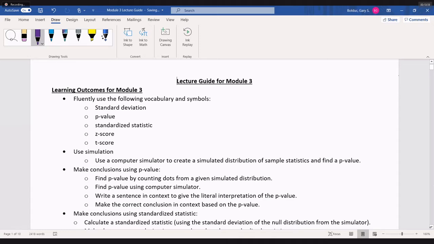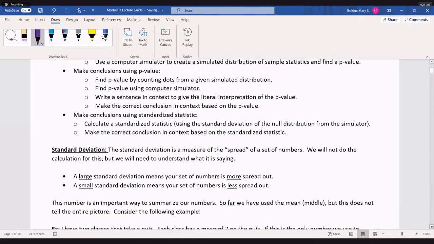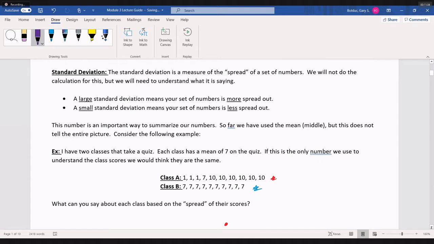So, the first thing we should talk about is the standard deviation. So the standard deviation is a measure of the spread of a set of numbers. Okay? So we're not going to do this calculation. There's a formula for it, but we're not going to go through it. We'll have a computer do it when we want to, but you probably have a calculator that can do it as well. But what we want to do is understand what it means.